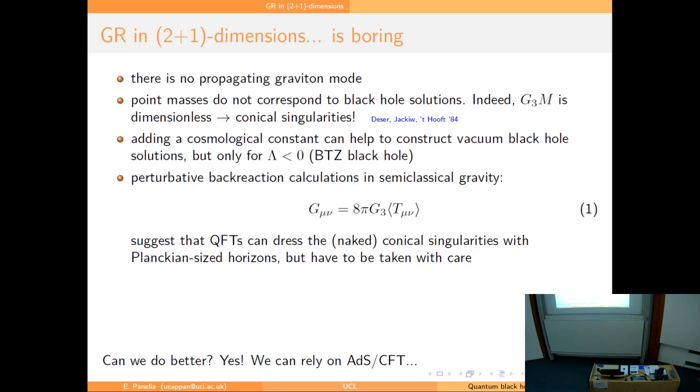Maybe you can try and backreact some quantum field on the geometry and hope that that actually hides your conical singularity in some black hole horizon. And doing the backreaction problem involves solving the semiclassical Einstein equation. That's very hard in general, so you cannot do it exactly. But linear calculations actually suggest that indeed it seems like you can dress the singularity with a Planckian-sized horizon. But can we do better?